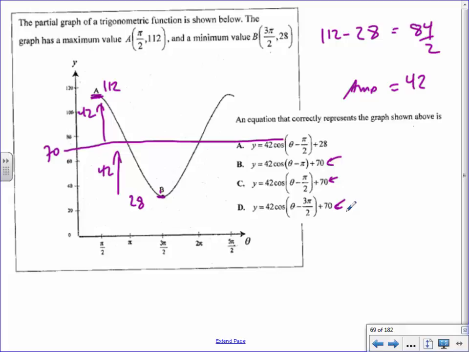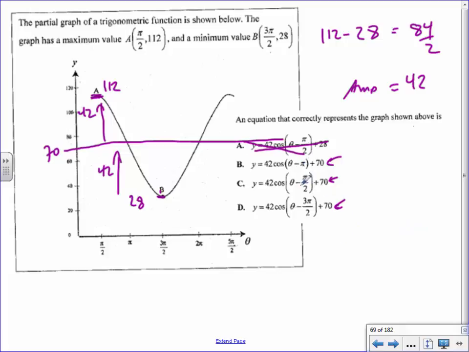So we've done two things. We've made it 42 times bigger, because it used to go from -1 to 1. It's now 42 times bigger. And we slid the whole thing up 70. So at this point, all I can do is knock off A. I know it's not A. Well, the last little bit here.